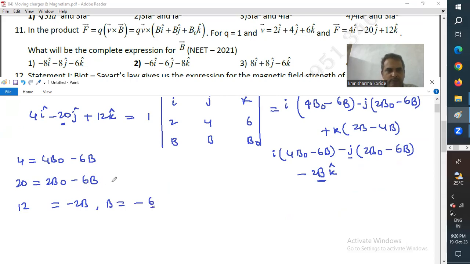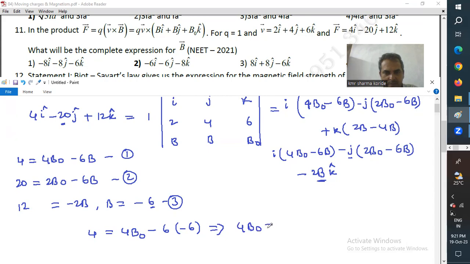Call this the first equation, this the second equation, this the third. So substituting B equal to minus 6 in any one of the equations, let me substitute in the first equation. 4 is equal to 4B naught minus 6 times B, and B is minus 6. This will be plus, taking the left side, 4B naught is equal to minus 32 after you simplify. So therefore B naught is equal to minus 8.